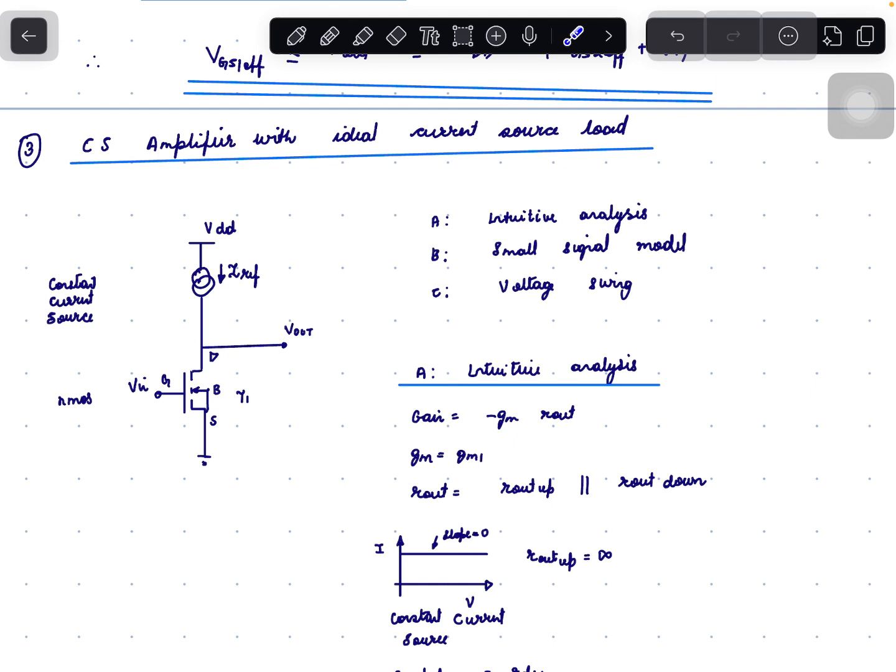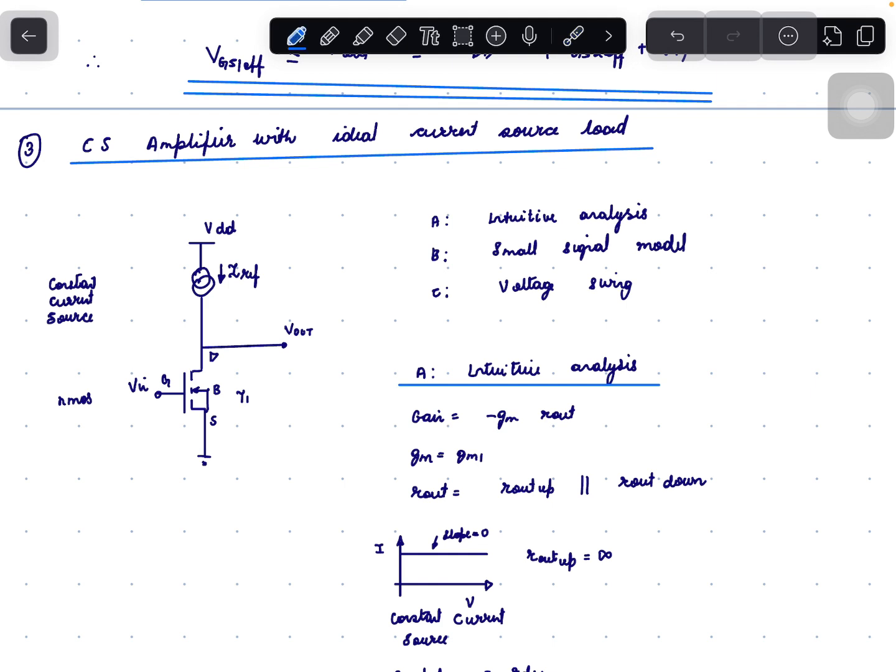By intuitive analysis, we know that the gain of this circuit is nothing but minus Gm times Rout. Gm is nothing but Gm1 since Vin is applied to T1 and its source is grounded. So Gm will be equal to Gm1. Next is finding Rout.